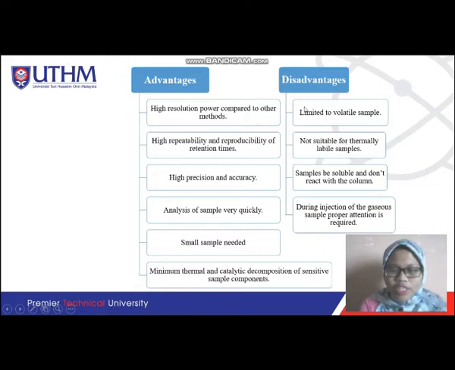While the disadvantages of gas chromatography are that it is limited to volatile samples, not suitable for thermally labile samples, the sample must not react with the column, and lastly, during injection of gas samples, proper attention is required.